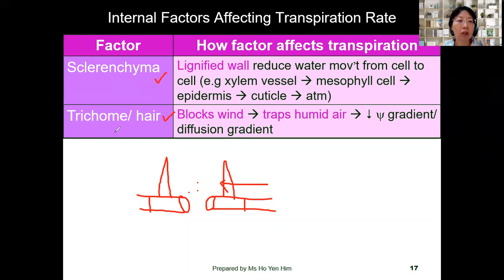So this structure here is called the trichome or hair. Okay, trichome or hair only. You cannot say that this is a needle, you will not get the mark. You cannot say this is a spike, you will not get the mark. What else would you write? Needle and spike are not acceptable, only trichome and hair are acceptable.